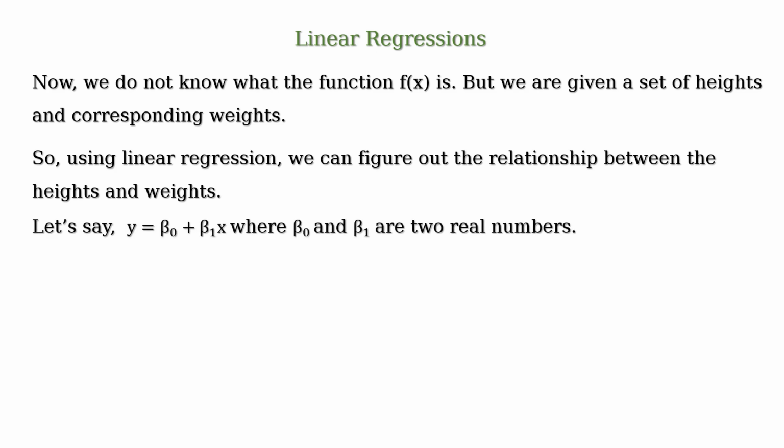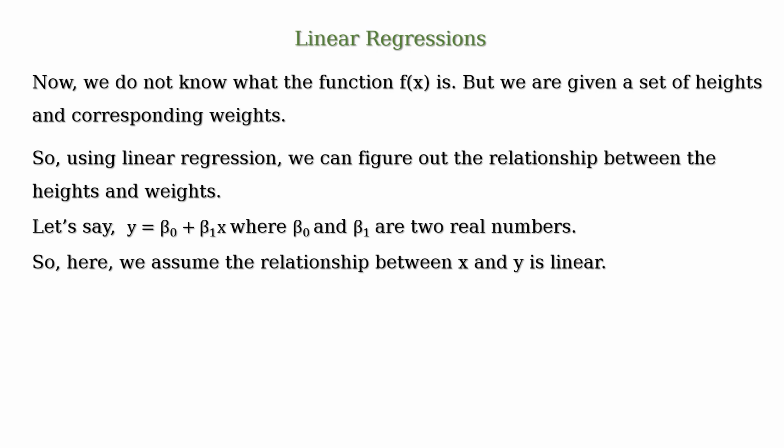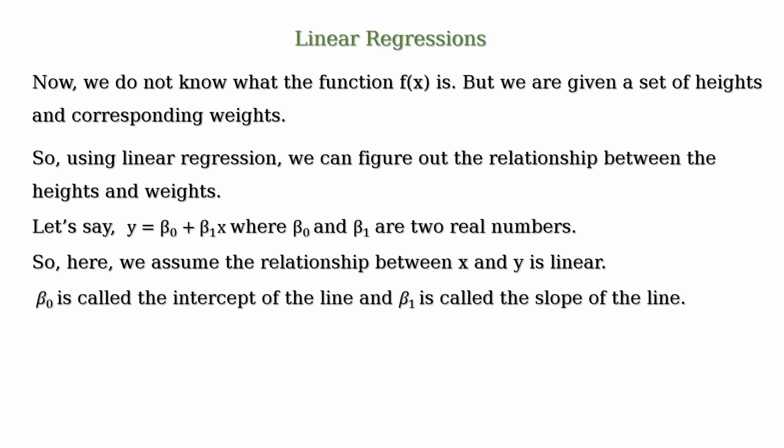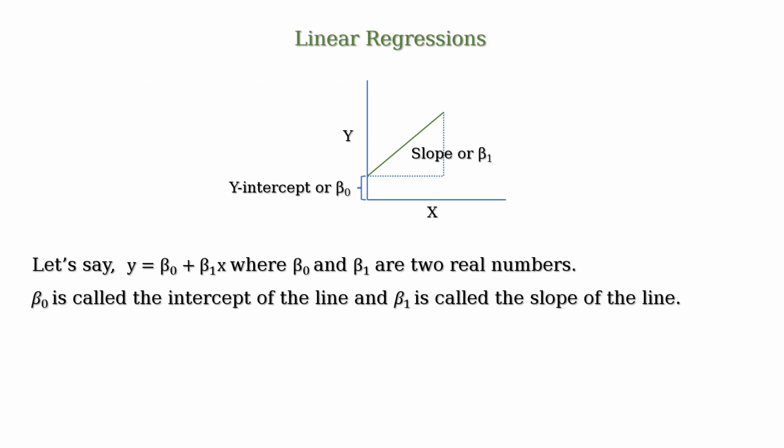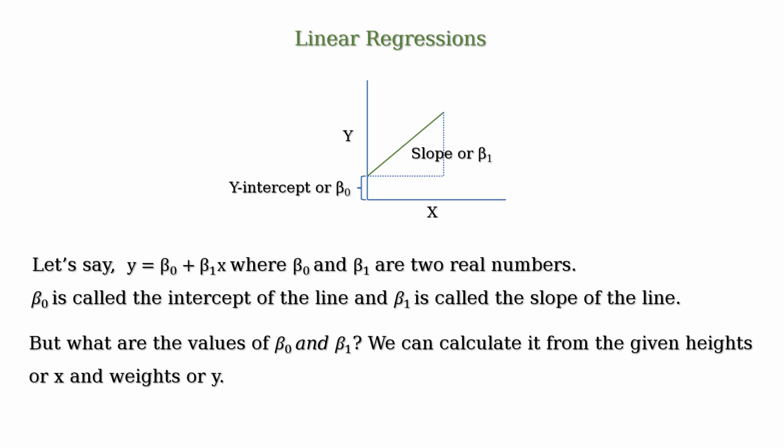Let's say y is equal to beta 0 plus beta 1 x, where beta 0 and beta 1 are two real numbers. So, here we assume the relationship between x and y is linear. Beta 0 is called the intercept of the line and beta 1 is called the slope of the line. But what are the values of beta 0 and beta 1? We can calculate them from the given heights or x and weights or y.